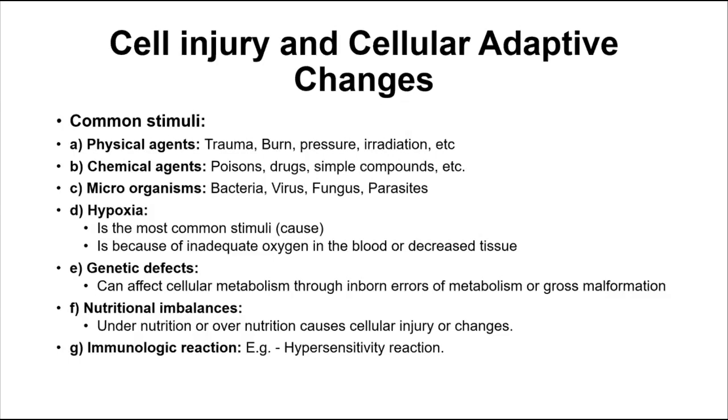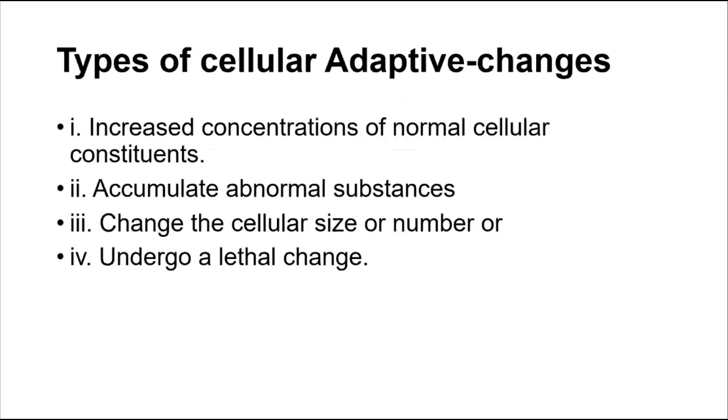It can affect cellular metabolism through inborn errors of metabolism or any gross abnormality like mga congenital anomalies, like Down syndrome, and so on and so forth, or nutritional imbalances. Undernutrition or overnutrition causes cellular injury or changes, or the immunologic reaction, the so-called allergy. It could really cause injury brought about by our hyperactive immune system. And actually, there are types of cellular adaptive changes. It could be that there is an increased concentration of normal cellular constituents.